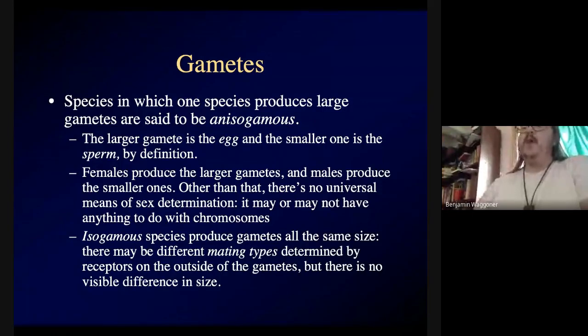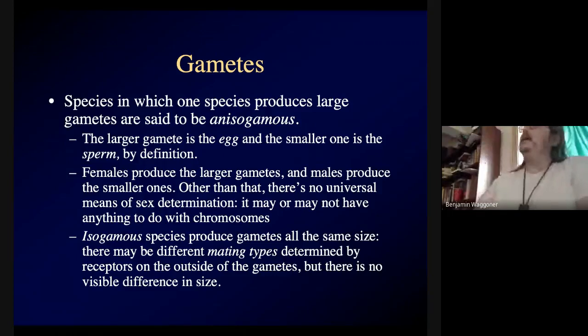Isogamous species, all the gametes are the same size. There's no distinction between egg and sperm. They're just haploid cells, and two of them fuse together to make a diploid cell. There may be, as far as I know, there always are different mating types that are determined by receptors on gametes.